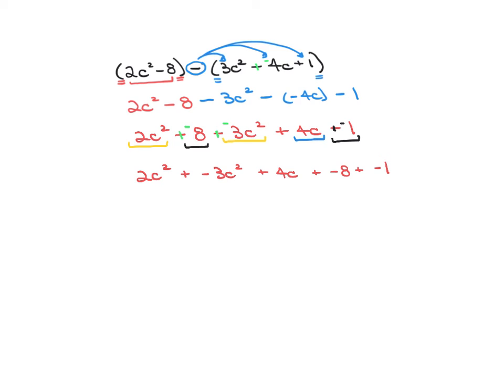Now to combine the like terms, 2c squared plus negative 3c squared is going to be negative 1c squared, or just negative c squared. 4c didn't have a like term. And then we have negative 8 plus negative 1, which will give us plus negative 9. And lastly, I'm going to turn that double sign. Adding a negative is the same as subtracting. And there we've subtracted the second polynomial from the first polynomial, and that gives us this last polynomial.